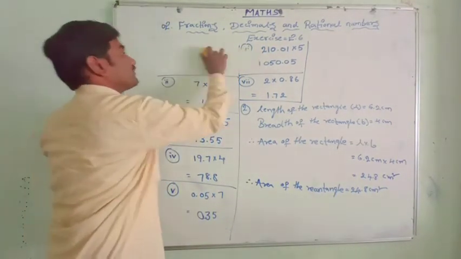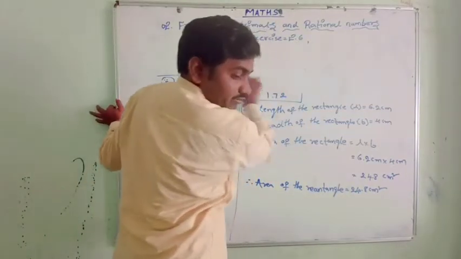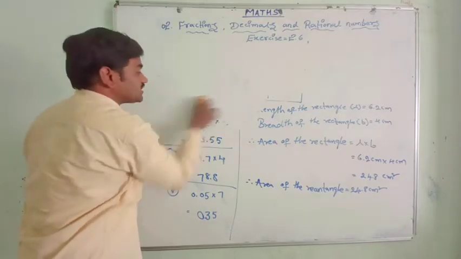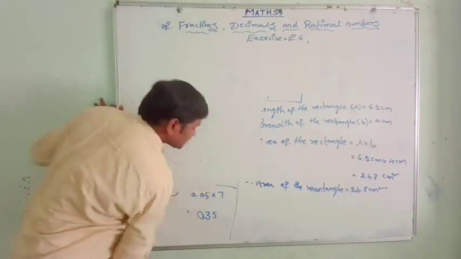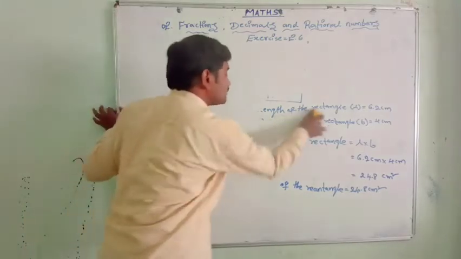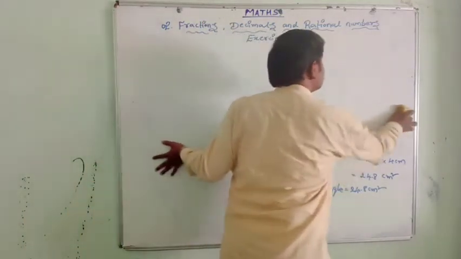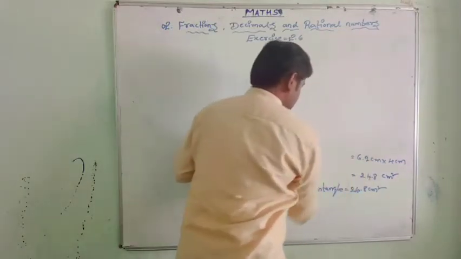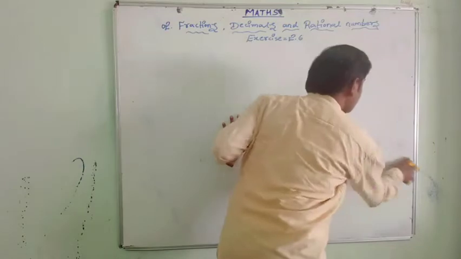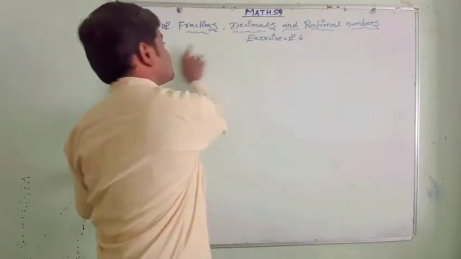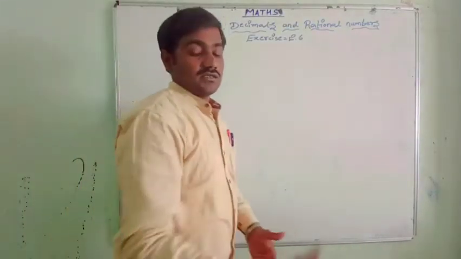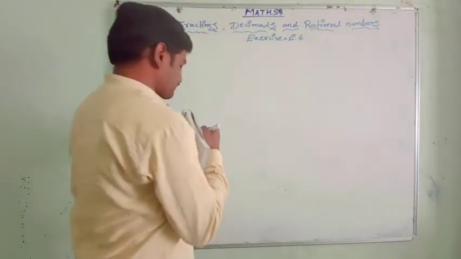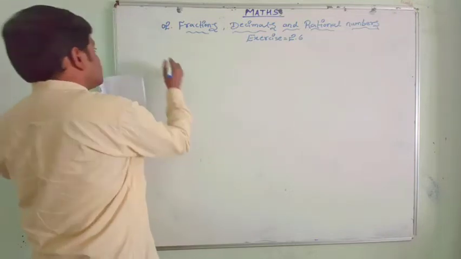So let me go for the third bit, fourth bit and fifth bit. Here I am going to teach you only multiplication of decimals. In my next video, I will tell you about division of decimals and also about rational numbers in the next exercise. The remaining problems of this exercise and the next exercise 2.7 I will cover in my next video. You have to watch. So here, let's see.